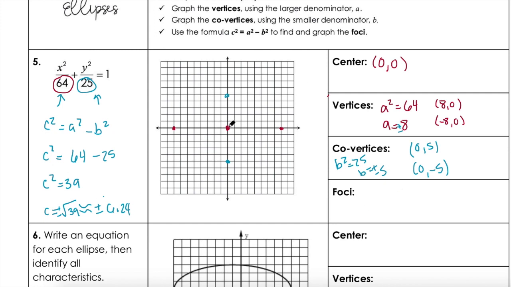So from our center, we're going to add 6.24 and subtract 6.24 to our x, since this has its major axis going horizontally, to find our foci. So it's going to be negative 6.24, 0, and positive 6.24, 0, which are approximately here and here. Now we can go ahead and connect our vertices and our co-vertices to form our ellipse. And there we have it.